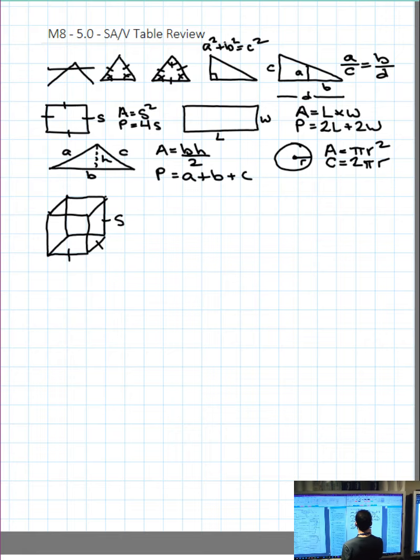We have a formula for the surface area. I would rather you lay it out flat, but each side length is S squared, and we have 6 of them.